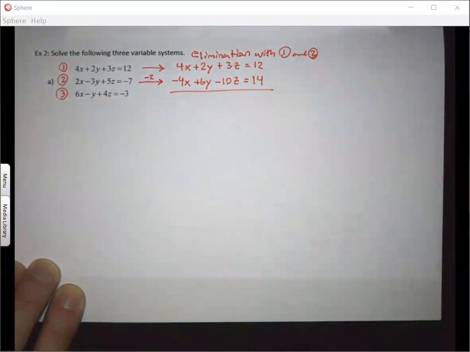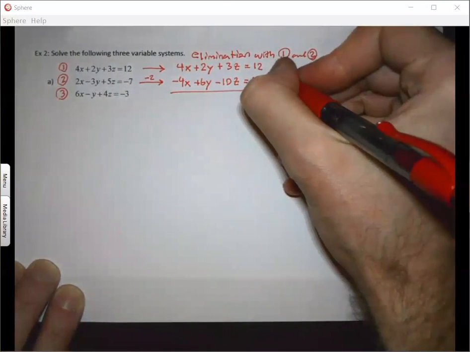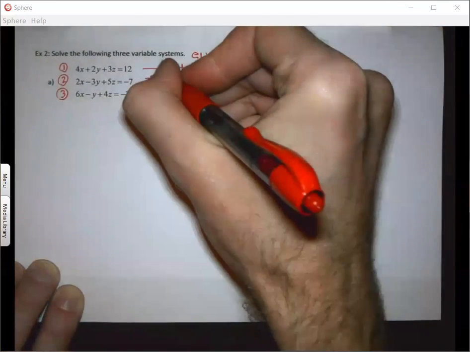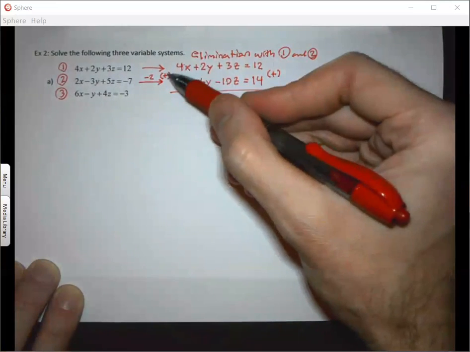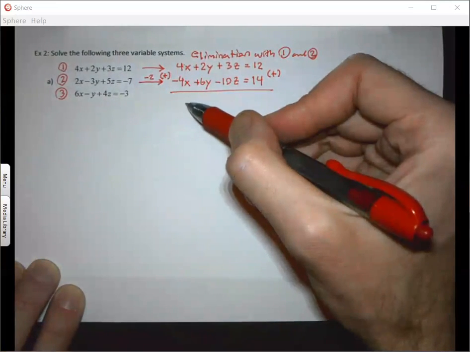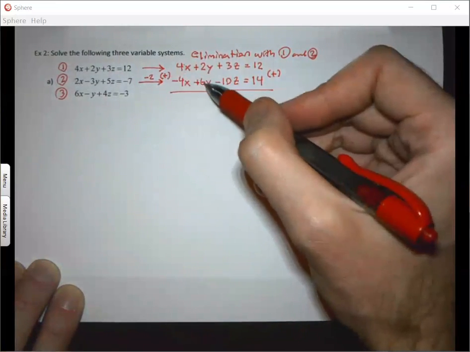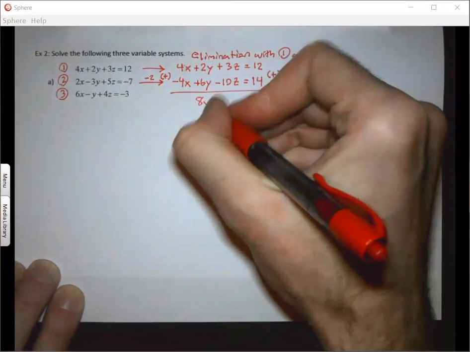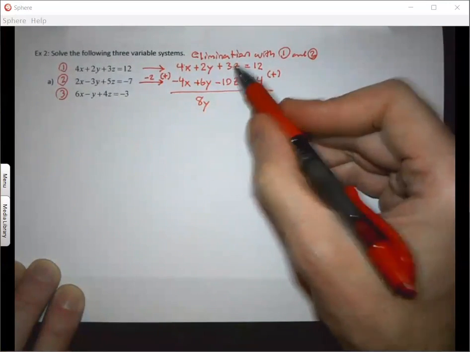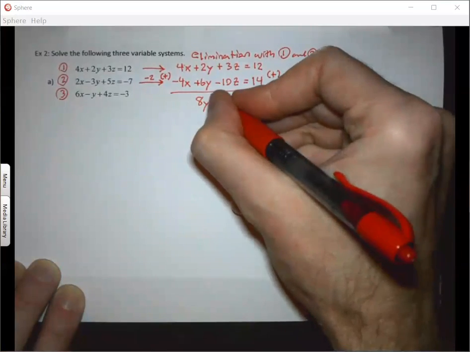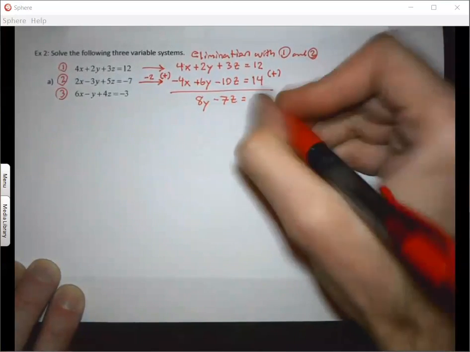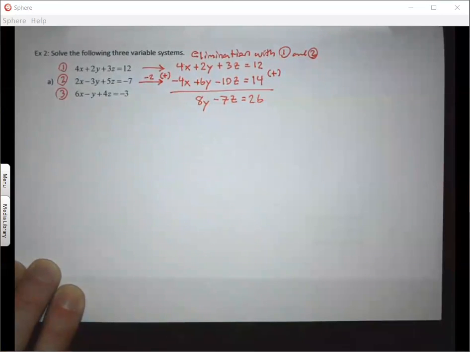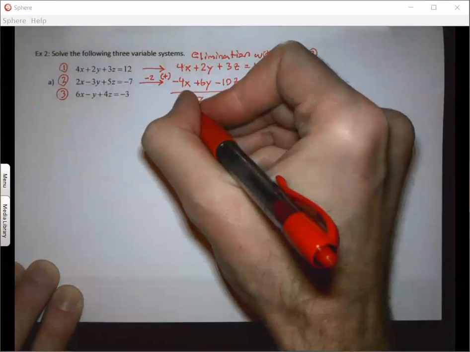Now we're going to add them together, because I want these to make 0. 4 plus -4 is 0. 2 plus 6 is 8. 3 plus -10 is -7. 12 plus 14 is 26. So we end up with a new equation. Let's call that number 4.